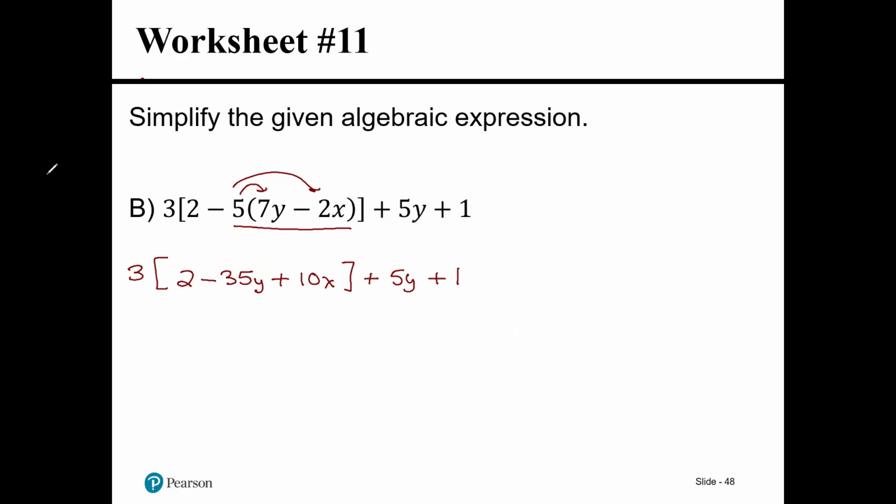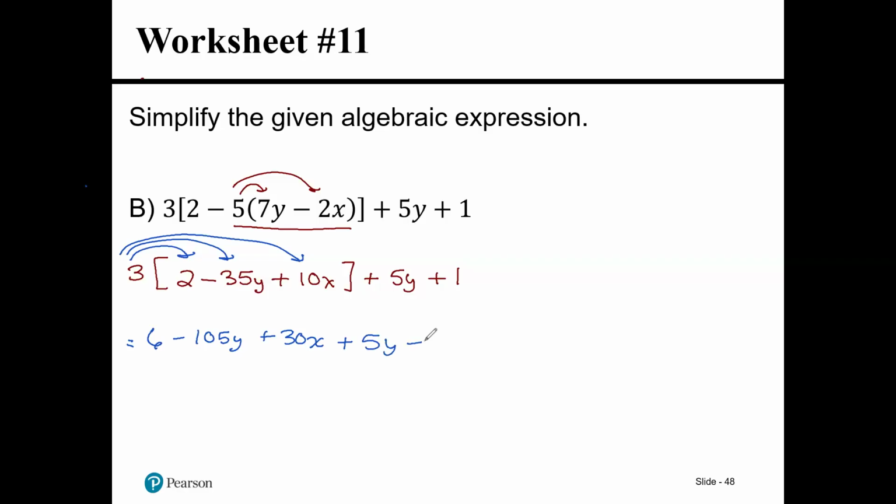Now we can do distributive property again. This might be a little different for you. So I have 3 numbers essentially being added together. I'm going to distribute to all 3 of them. So I'm going to have 3 times 2 is 6. 3 times 35, 105. So that's a negative 105y. 3 times x is going to be 3x. And now I've distributed across here. I can drop that bracket.